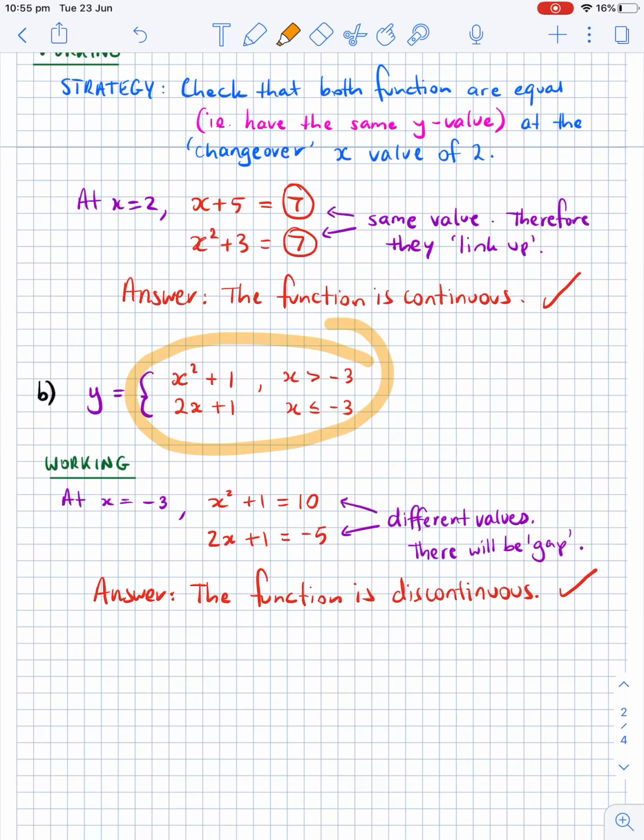We'll do this one here. So our changeover point for this is -3. We substitute -3 into both of these functions, and we see that one of them equals 10 and the other one equals -5. Because they have different y values, that means there is going to be a gap when you are graphing these. You're going to have a coloured in circle for this function here, because that's when x is equal to or less than -3. And you're going to have an open circle for this function here, so there will be a gap, therefore it is discontinuous. You would have to lift your pen to deal with that gap.